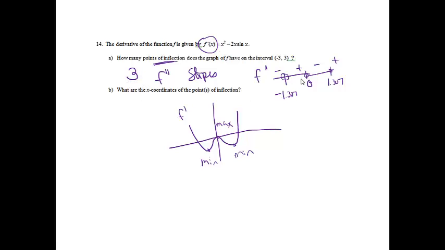And then what are the x coordinates? Well, we just found them. So they're at x equals negative 1.307, x equals 0, and x equals 1.307.